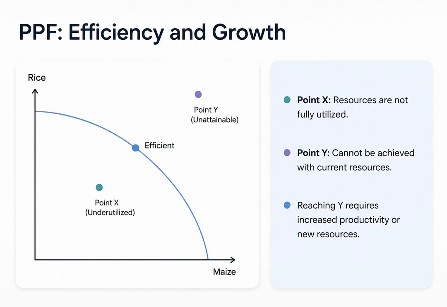Let's look deeper at the PPF. Any point directly on the curve means all resources are fully and efficiently employed. A point inside the curve, like point X, means some resources are sitting idle or being wasted. A point outside the curve, like point Y, is currently unattainable. To reach point Y, the economy would need to discover new resources or improve its technological productivity.